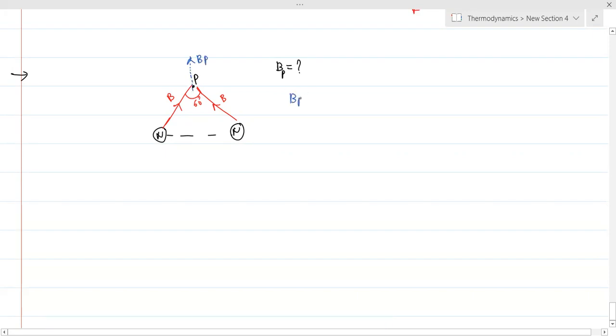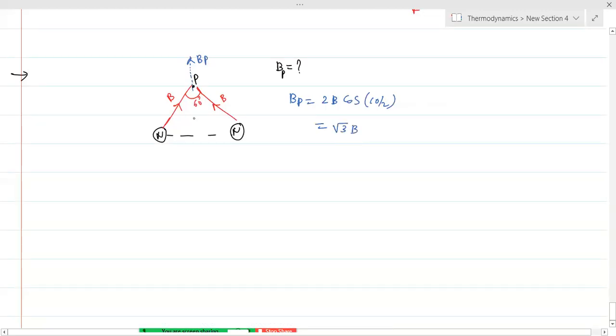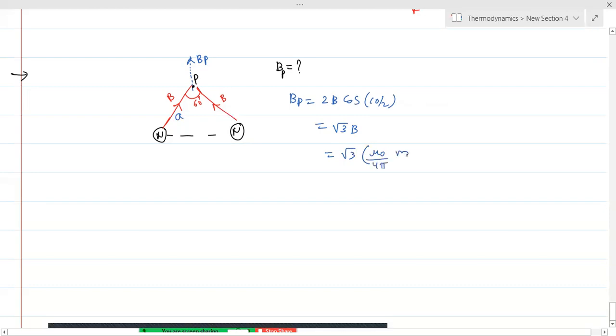Because of addition, we are taking 2B cos 60 by 2. So 2B cos 60 by 2 means cos 30, we will get root 3 B. And if this distance is A, we will also write it as root 3 into mu naught by 4 pi into M by A square. So in this way we will do.